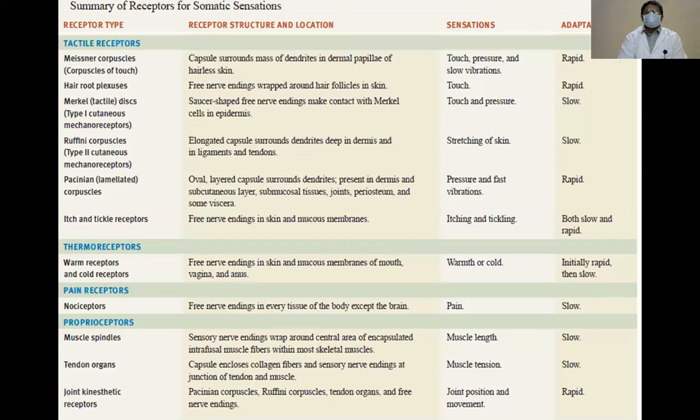Yes, so we go through the summary of all the schematics. Suppose we look at the tactile receptors. These particles are present in the capsule and the dermis of the skin. They carry the sensation of touch and pressure, and they are rapidly adapting. The free nerve endings are wrapped around the hair follicles in the skin to carry the sensation of touch. They are also rapidly adapting.